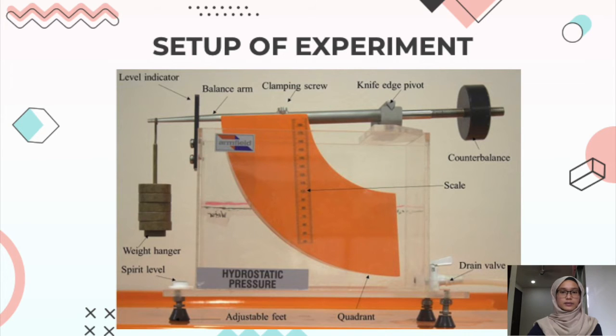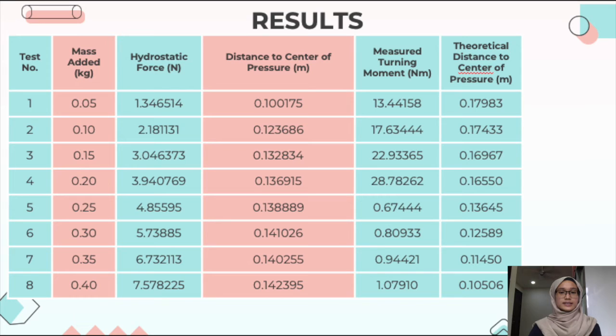This is the setup of the experiment. It mainly comprises a rectangular transparent water tank, a quadrant, a balance arm, an adjustable counterbalance weight, and a water level measuring device.